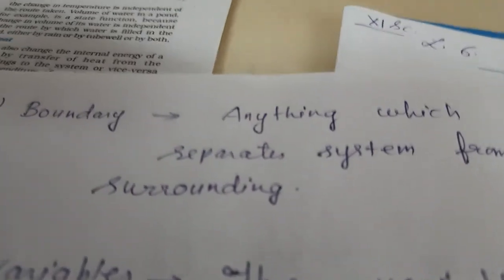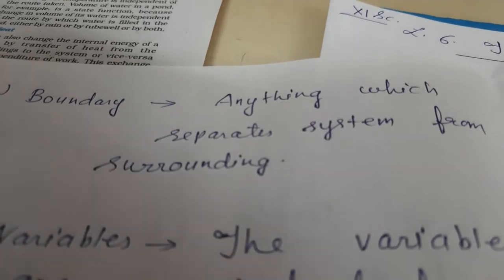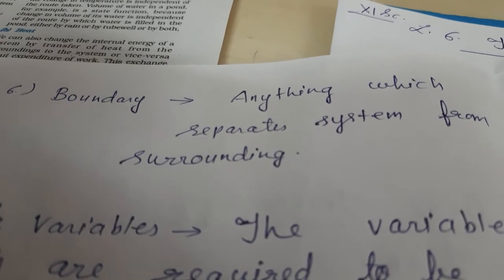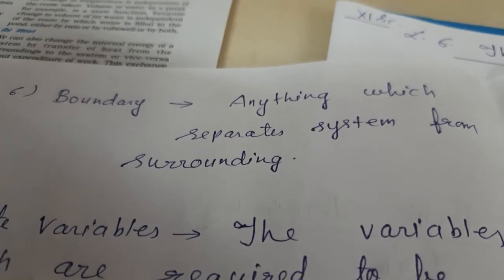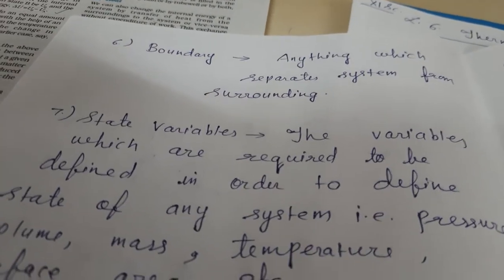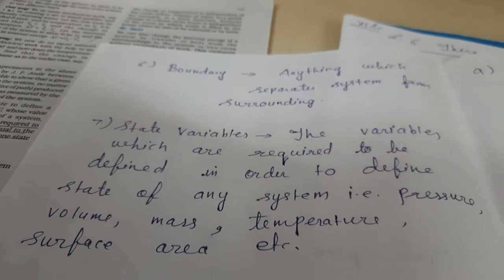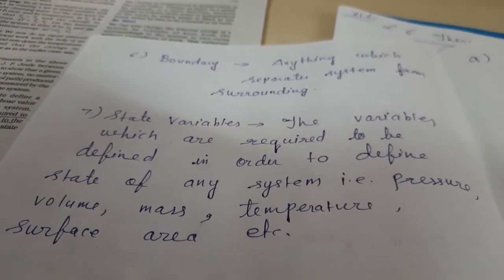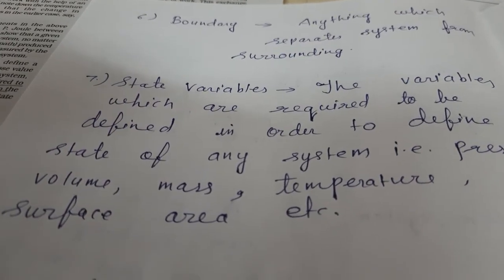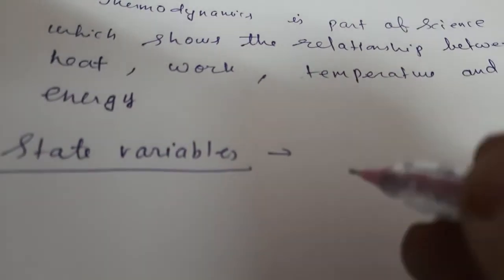If I am talking about a beaker or a thermos flask, तो उसका जो wall है, that is anything which separates system from the surrounding is known as boundary. Understood? Easy है. Then comes state variables. The variables which are required to define the state of any system, like pressure, volume, mass, area, temperature, surface area, all these are known as state variables. That means, फिर से समझो state variables.